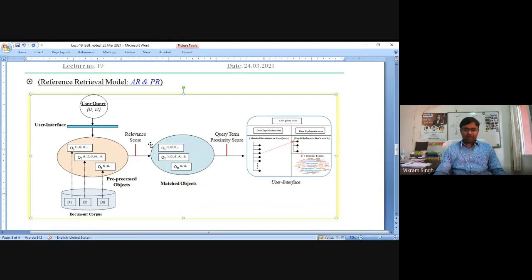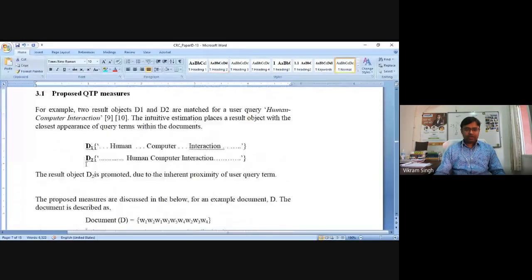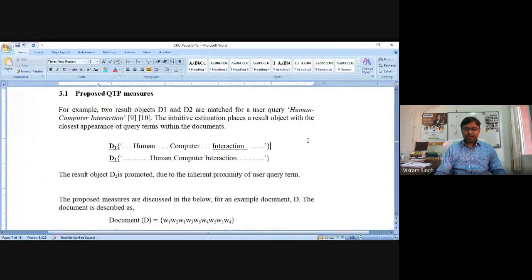So let me briefly share a different document where we have proposed these measures. So let me share. Yes. This particular text is a part of a research paper. So in this, let's understand. Okay, I hope it is visible. So you can read the text also.